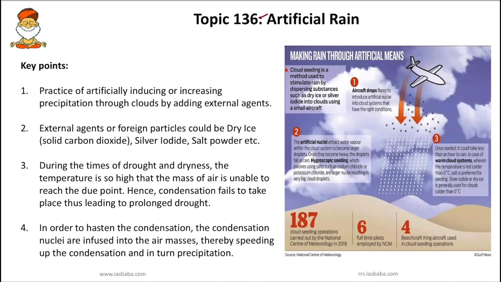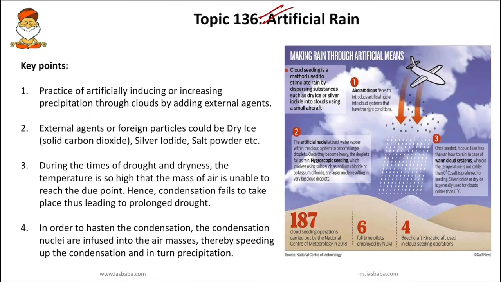So next important topic is artificial rain. It was in the news because recently the Uttarakhand High Court suggested artificial rains to douse the forest fires, especially over the Kumaon range. It happened during April 2021.